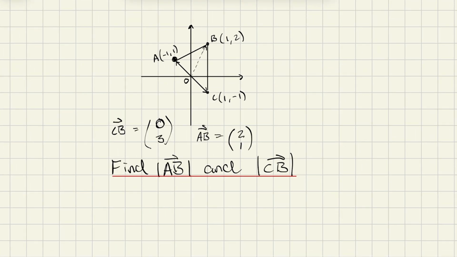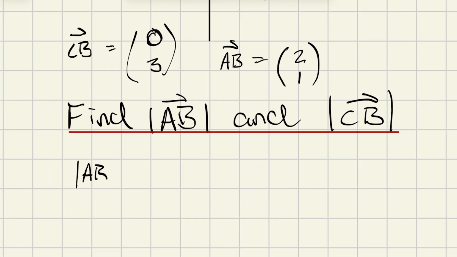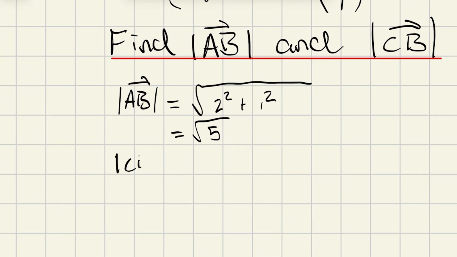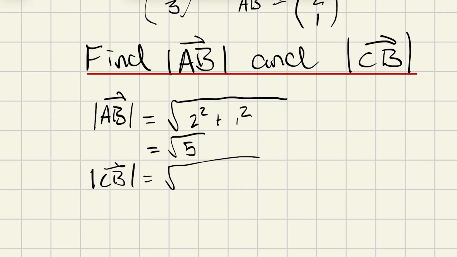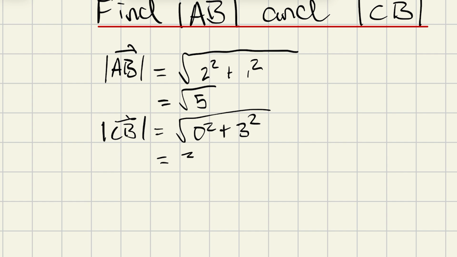So a follow-up question could be find the magnitude of AB and the magnitude of CB. So we have AB and CB there. So the magnitude of AB, if you remember our formula, is the square root of the x component squared, or the i component squared, so 2 squared, plus the j component squared. And this will be root 5. Now CB is the square root of 0 squared, the i component squared, plus the j component squared. Right, and this will be the square root of 9, which is just 3, and that's our answer.